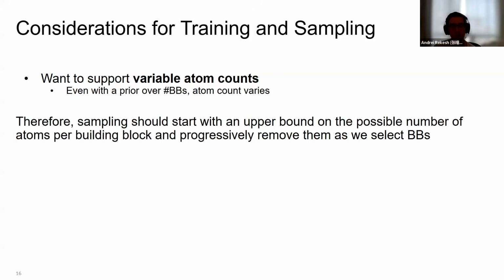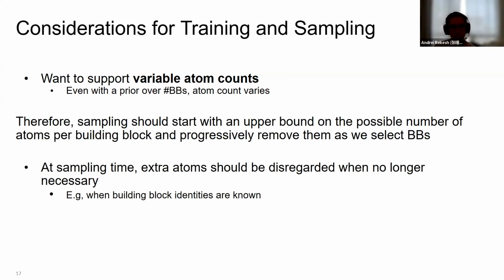And so what we wanted to do was start with an upper bound on the possible number of atoms in any building block in our data set. And as we denoise building blocks and we discover which atoms we don't need from our superset of atoms, remove them over time during sampling. So, like I said, we should disregard these extra atoms during sampling as we learn which, or we select which building blocks that we are going to be using in this sort of mask diffusion framework.